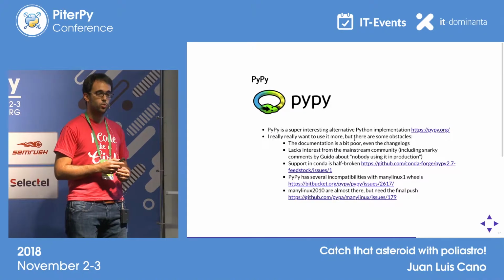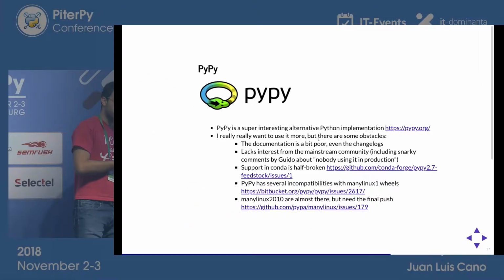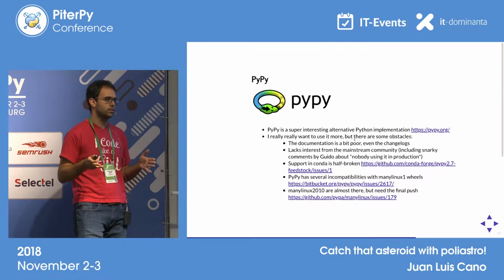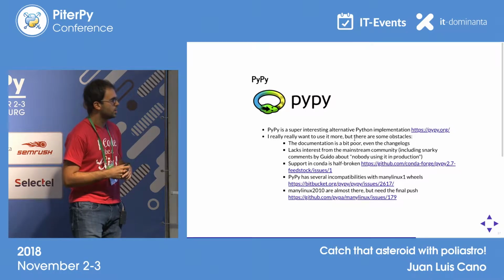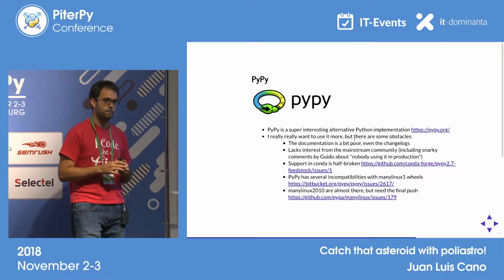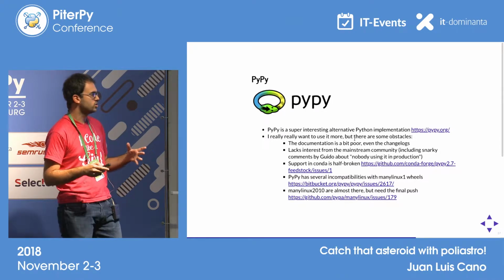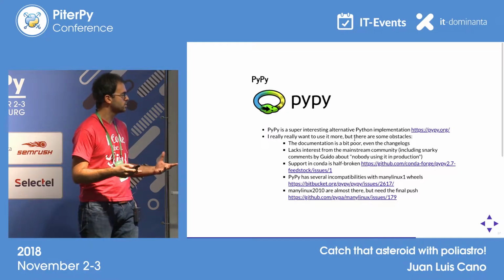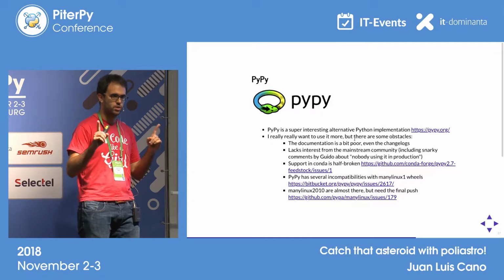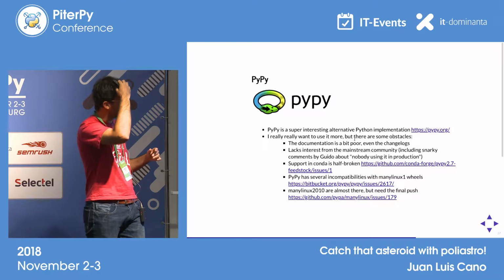Then there's PyPy. Who knows PyPy here? Okay, PyPy, it's a really interesting project. It's an alternative Python implementation, so not CPython, the canonical one that everybody uses, but a different one. I really, really want to use it, but there are lots of obstacles in the way. So for example, the documentation is a bit poor in my taste. The changelog is difficult to figure out sometimes because there are 2 separate versions, but they do the release at the same time. It's a bit messy.